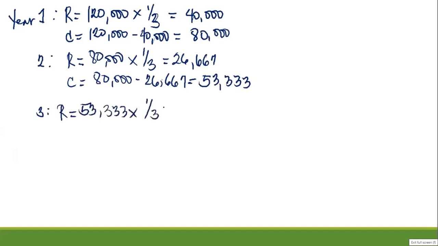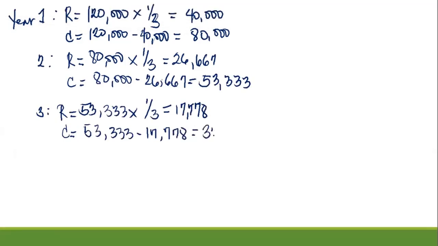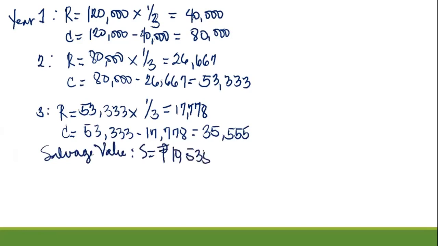And for the 3rd year, 53,333 times 1/3. Kaya this is equal to 17,778. Okay? So for the cost, ibawas natin siya dun sa nakuha nating value. Okay? So this is equal now to 35,555. Okay? Ayan. Kaya yung salvage value dito is equal to 10,535.